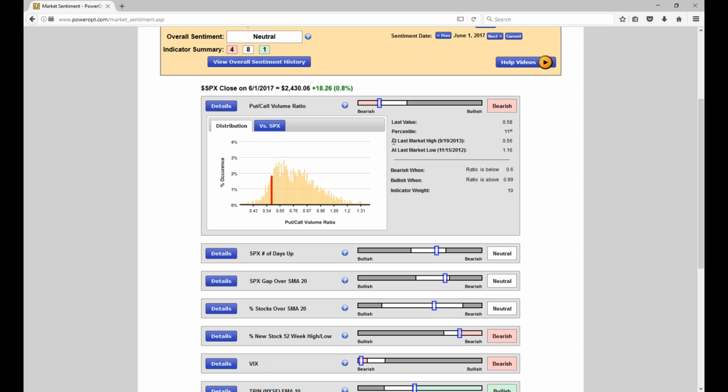And of course, you can see at the last market high, the real market high before a real pullback, was on September 19th, 2013, at 0.56. So we're in that 11th percentile of the range there. This actually went bearish, because normally we don't see this ratio go much further below 0.58.